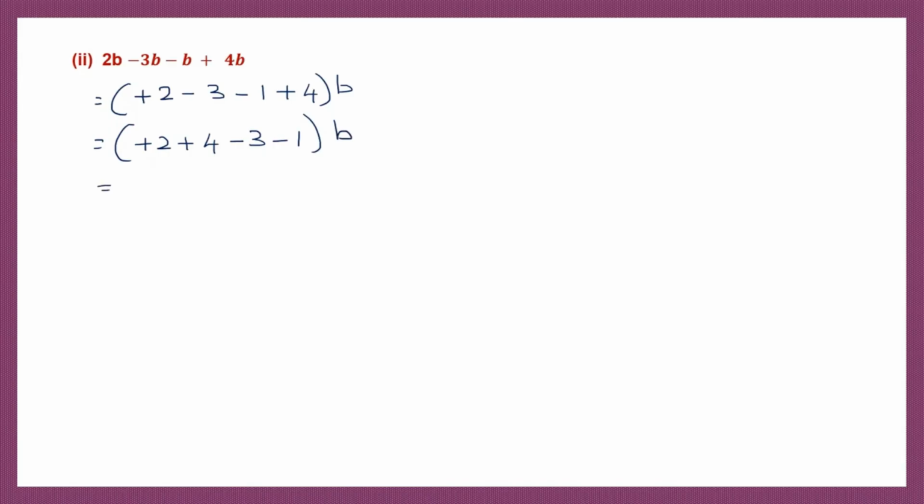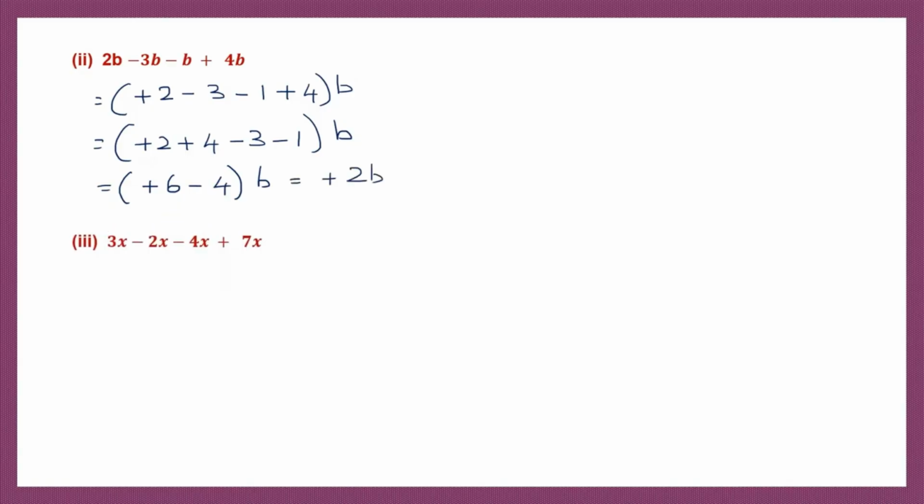Plus 2 plus 4, when signs are the same, put the same sign and add. 2 plus 4 is 6. Moving on to the next part, minus 3 and minus 1. Signs are the same, put the same sign and add. 3 plus 1 is 4. Minus 4b. Now here, signs are different. So put the sign of the bigger number and subtract. 6 minus 4 is 2. So our answer is plus 2b or simply 2b. Next question.